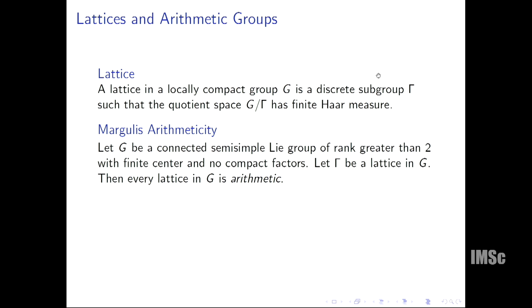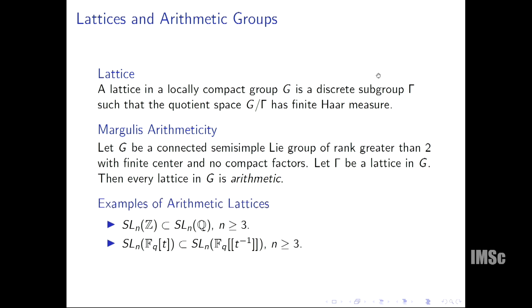And there's a deep theorem of Margulis which says that lattices are basically something called arithmetic, for a nice class of groups: semi-simple Lie groups of rank greater than or equal to 2. So you can think of SL_n where n is greater than or equal to 3. So if you look at SL_n(R) where n is greater than or equal to 3, then you have SL_n(Z) inside SL_n(R). And this is the number field case, and the function field case is SL_n.